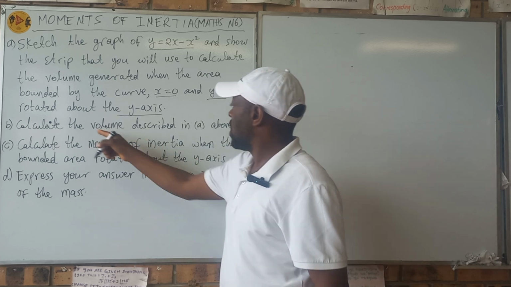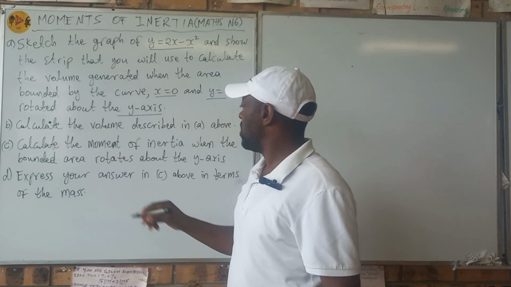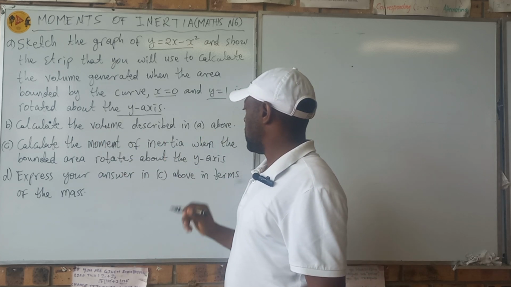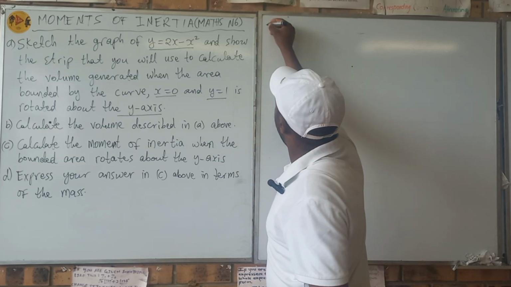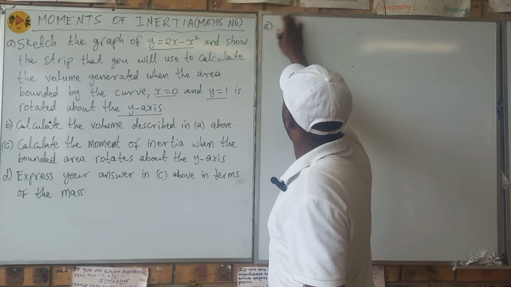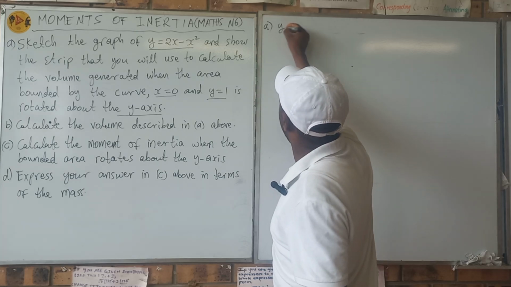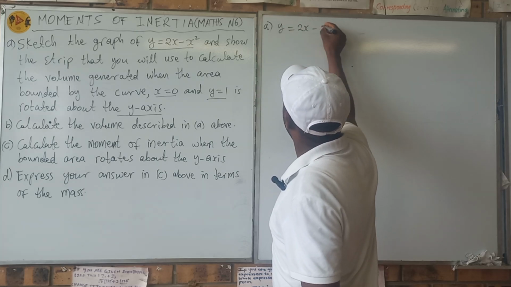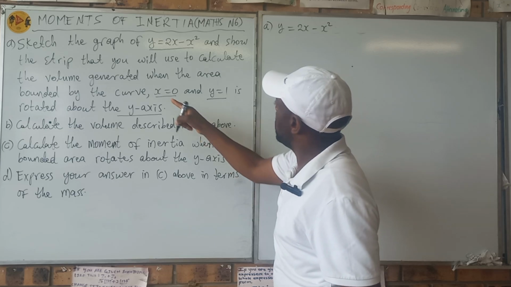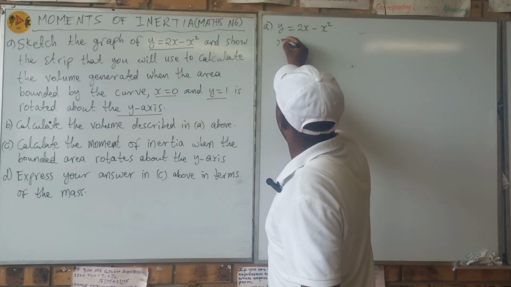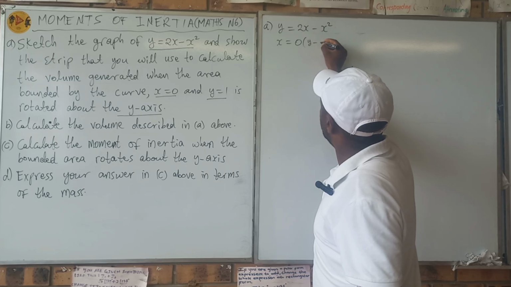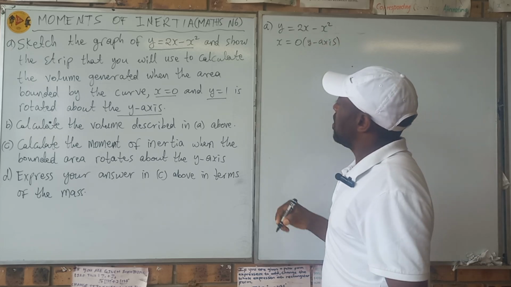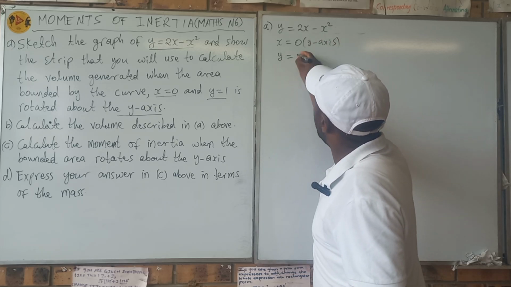So after that, we'll calculate the volume described in A, then we'll calculate the moment of inertia and express our answer in terms of the mass. So let's go to the first part. You see I've identified what is important to me: y equal to 2x minus x squared. The next important thing is the line x equal to 0. Another name for x equal to 0 is the y-axis, and then the line y equal to 1.